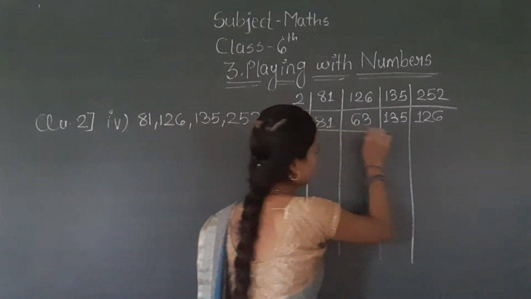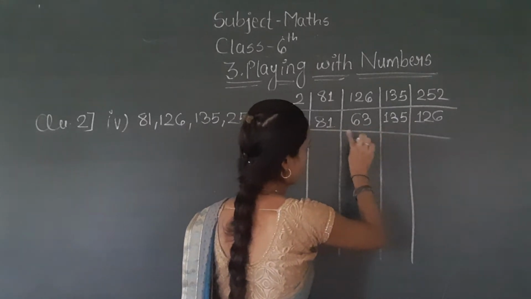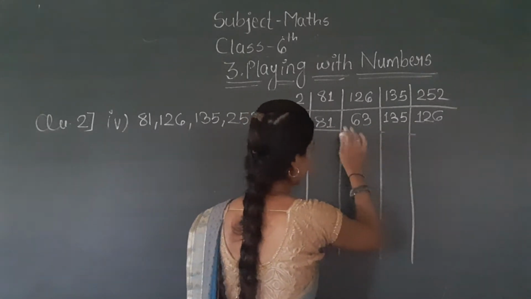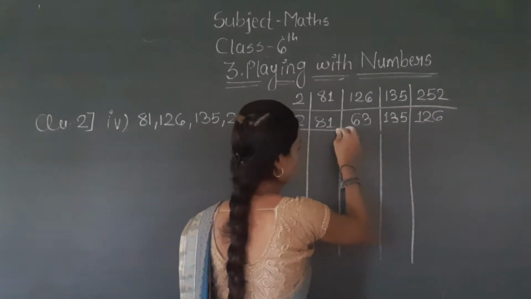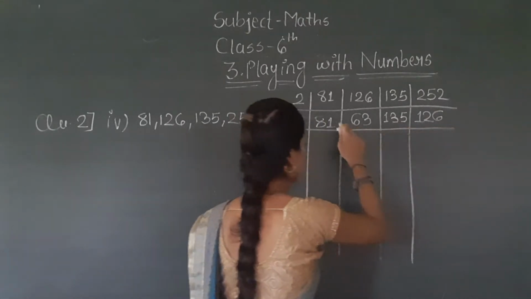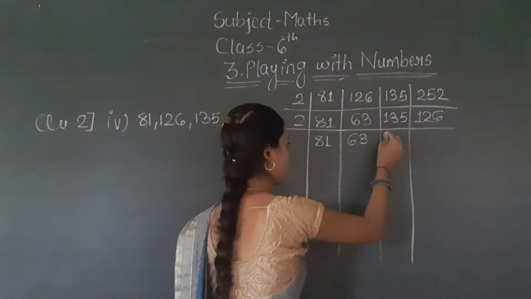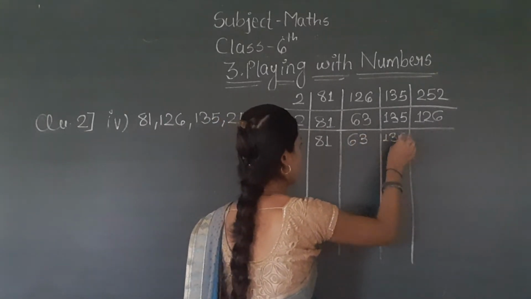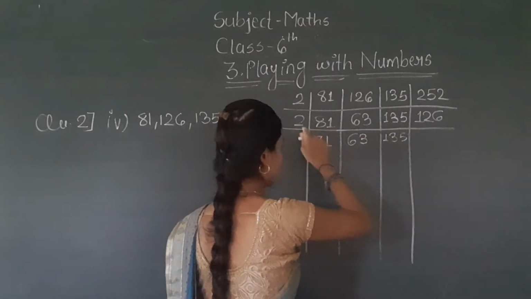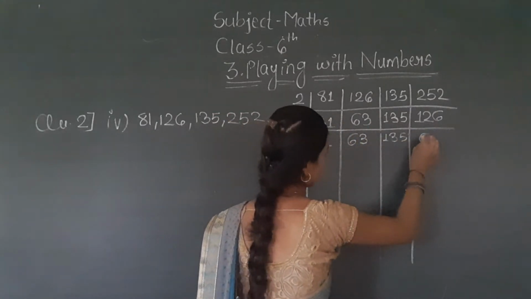Your answer is, these 3 numbers are not divisible by 2. All these 3 numbers are not divisible by 2, so we will not write anything. We will just copy it down as it is. 81, 63, 135, but 126 is divisible by 2, so I will write 63 here.